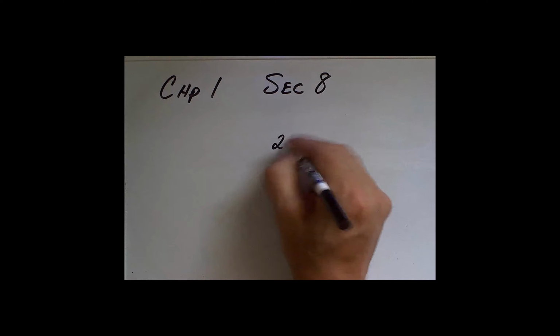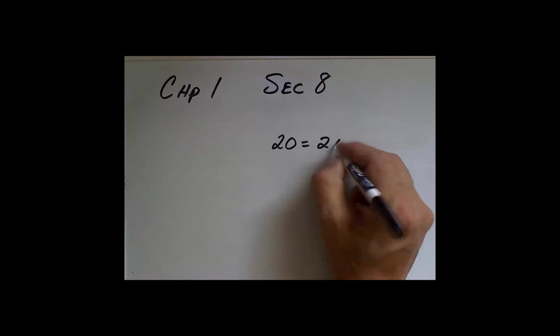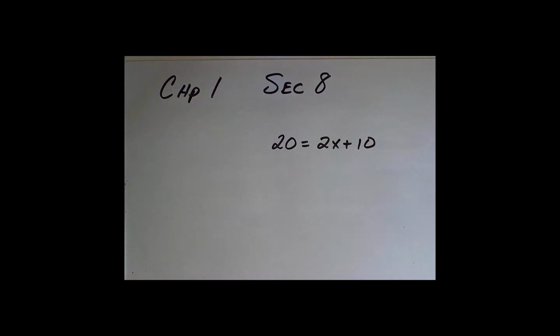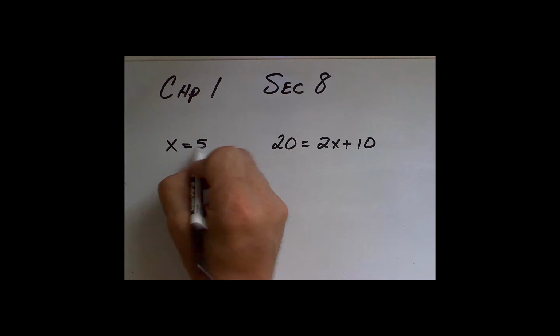All right, this is Chapter 1, Section 8. We're going to work on equations and substituting numbers in for variables or letters in equations. What we're going to start off with is an equation like this: 20 equals 2x plus 10. And we're going to substitute in for x, we're going to put in 5.